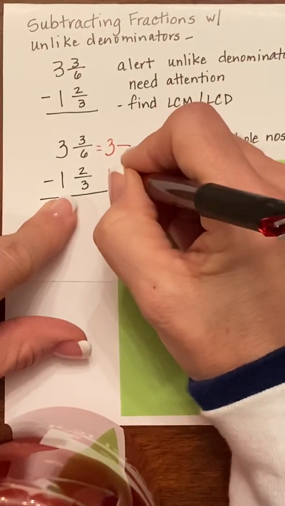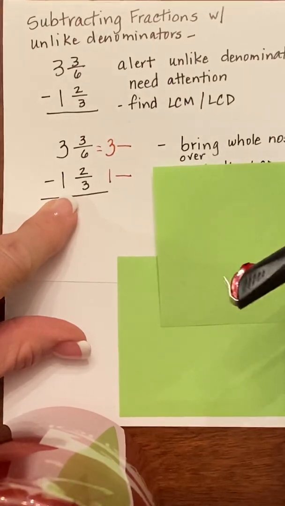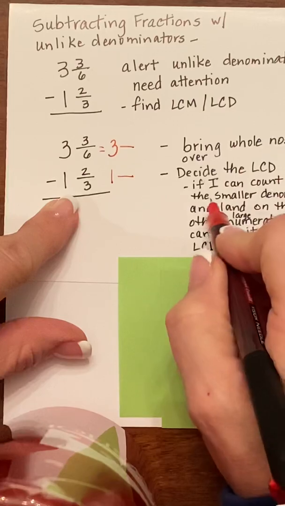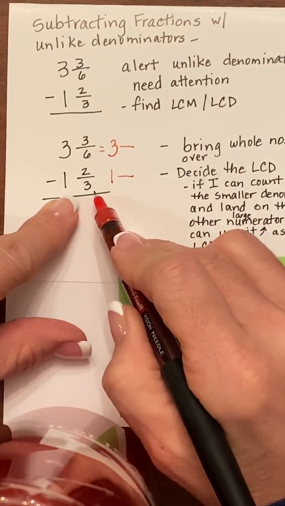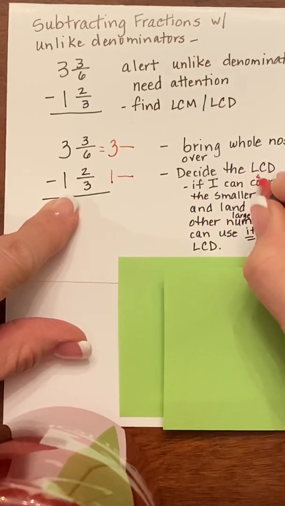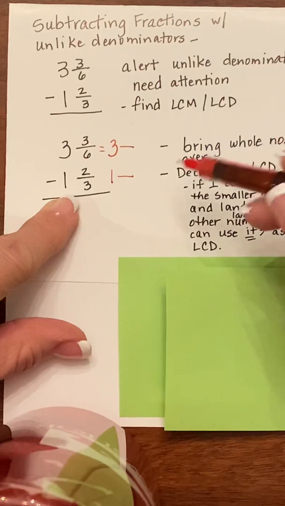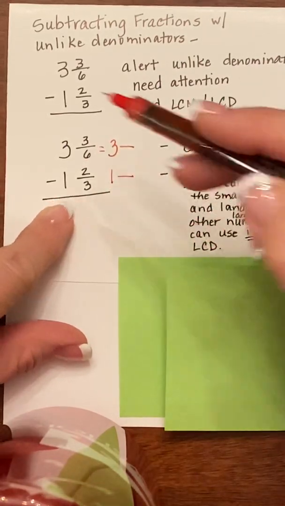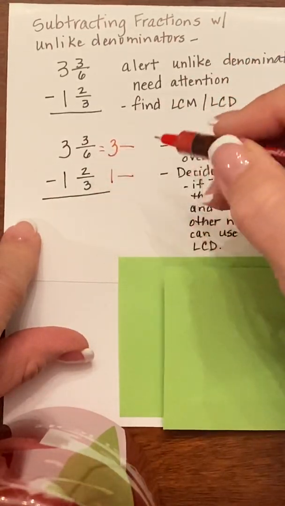And then you start thinking about, well, I have thirds and I have sixths. Here's just a thought. To decide the least common denominator, if I can count by the smaller denominator, which is 3, if I can skip count, and I'm going to write that word right above it, skip count. If I can skip count by 3s and land on 6, what is 3? What's the next multiple of 3? 6. There you go. That is your least common denominator.